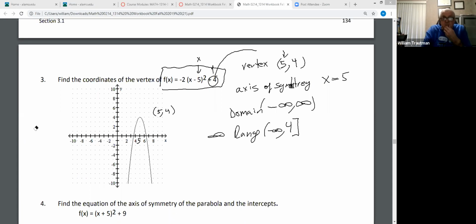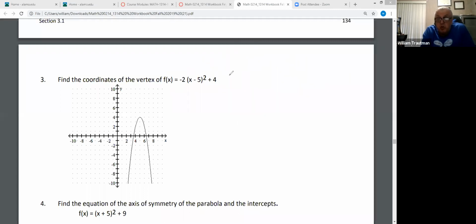Vertex, axis of symmetry. Now I'm not going to do the x-intercepts because it's really hard to see. It'd be something like 3.5, it's really hard to tell, and 6.5, right? Those are the intercepts where the graph crosses the x-axis. So I'm not too worried about that. If you can't see it there, they're not going to show it. All right. But this is a typical test question.